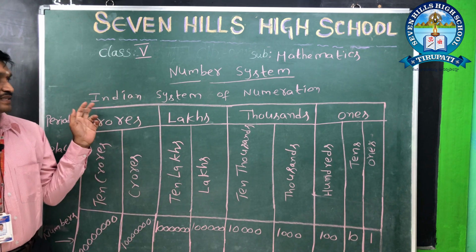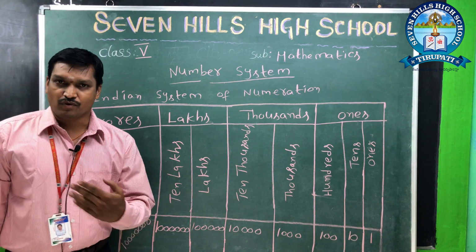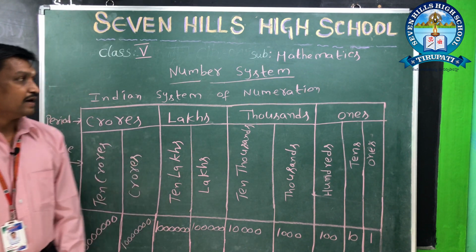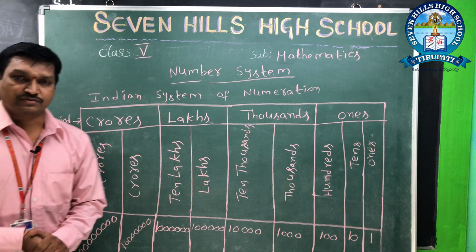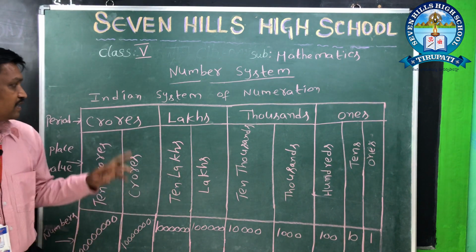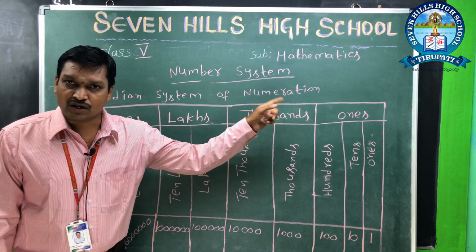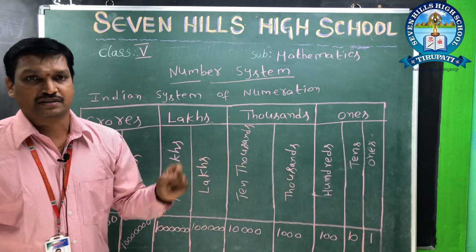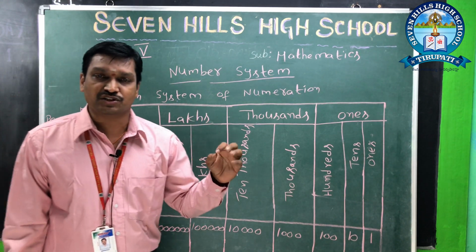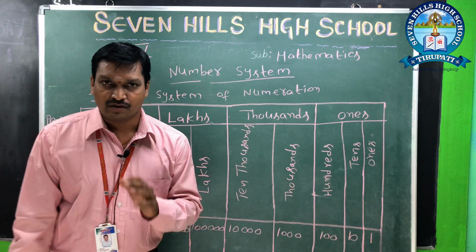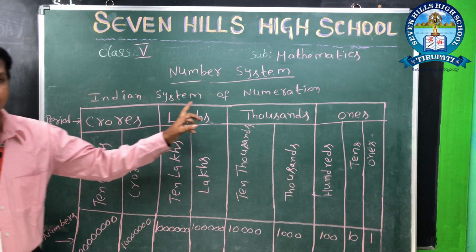You know about the number system from 4th class. Now let us recollect that in the number system we have two types of systems. One is the Indian system of numeration, also called the Hindu-Arabic system. The second one is the international system of numeration. Today, first, we will discuss the Indian system of numeration.